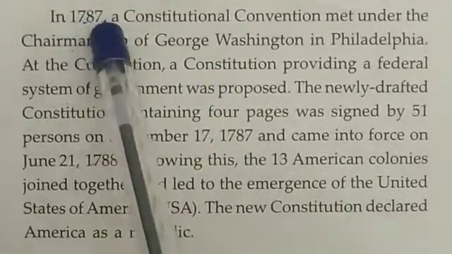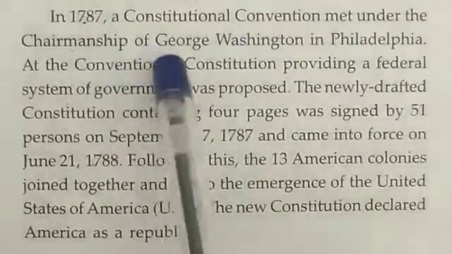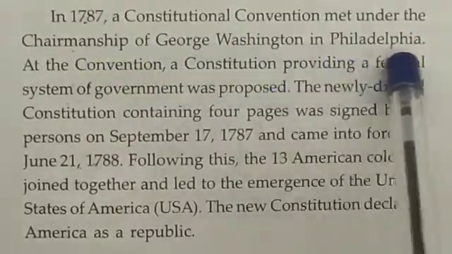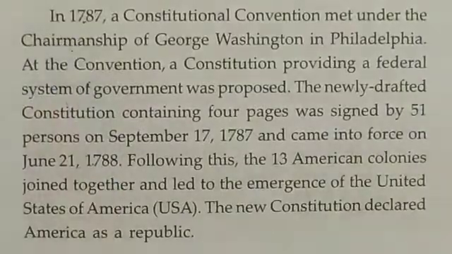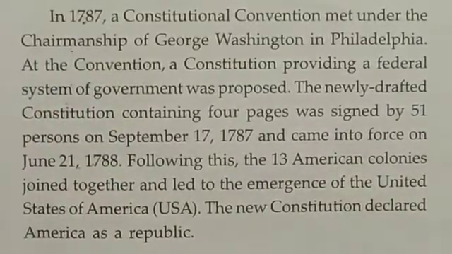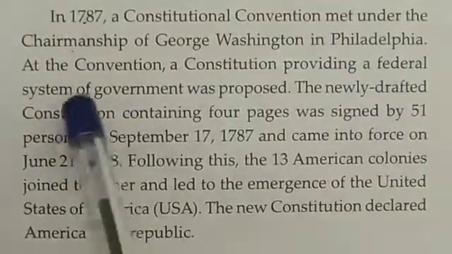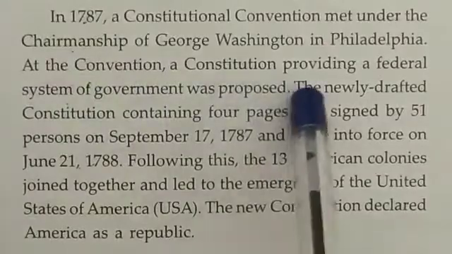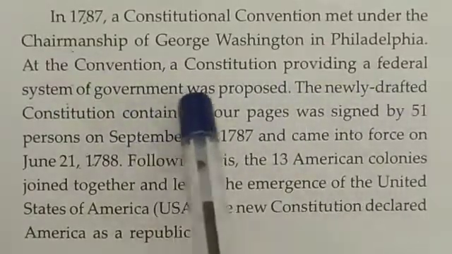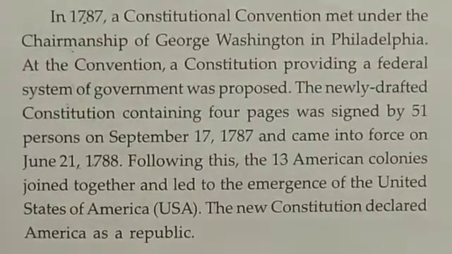In 1787, a constitutional convention met under the chairmanship of George Washington in Philadelphia. At the convention, a constitution providing a federal system of government was proposed.